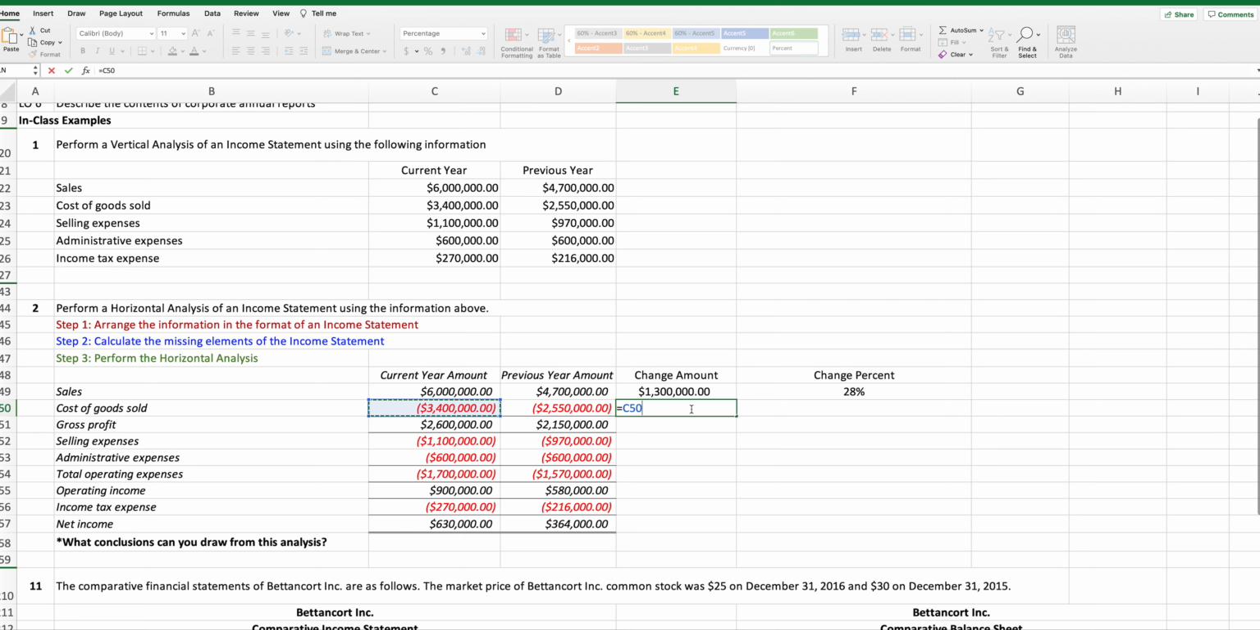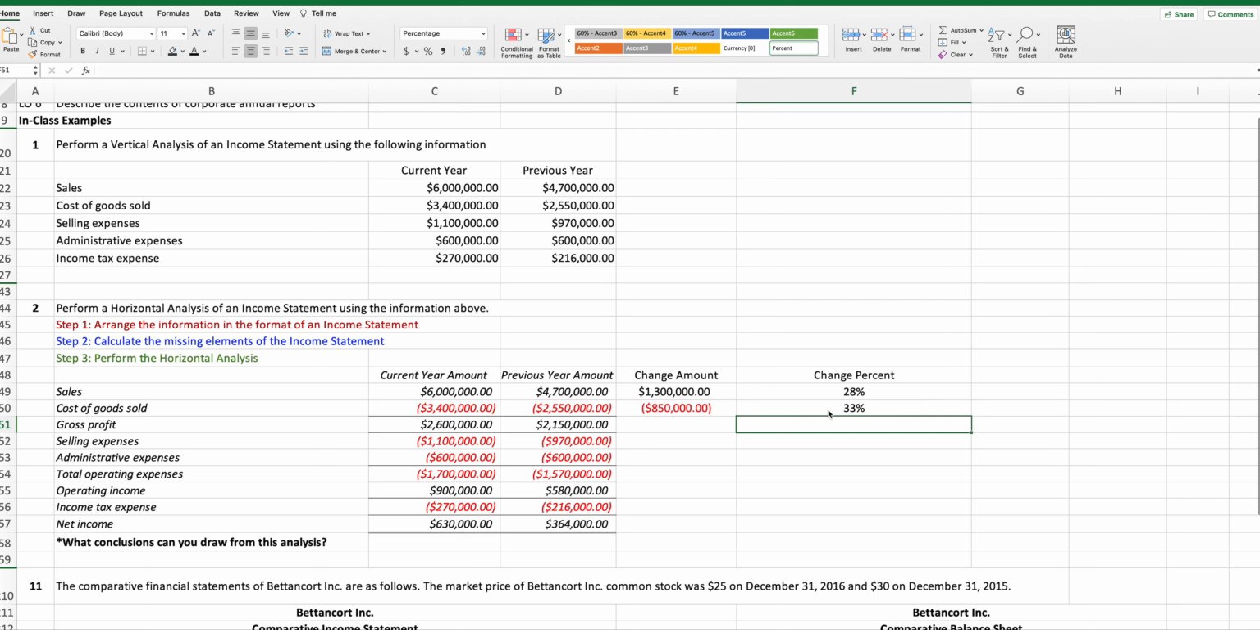We're going to take our current year, subtract out our previous year, and now we're going to take that change amount and divide it by the previous year's information. And that tells me that I have increased my cost of goods sold by 33%. Remember in our vertical analysis, I said, wow, there's an increase in our cost of goods sold. And it could be good, it could be bad.